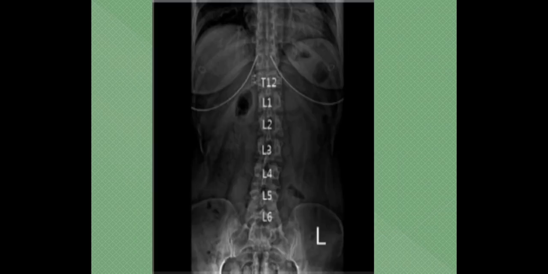So again, this is the X-ray showing T12. Coming down from T12 we can see L1, L2, L3, L4, L5 and L6. So the presence of the L6 vertebra is clearly visible on this X-ray.